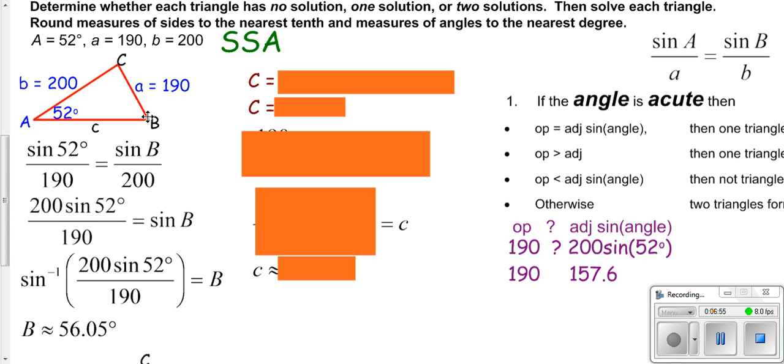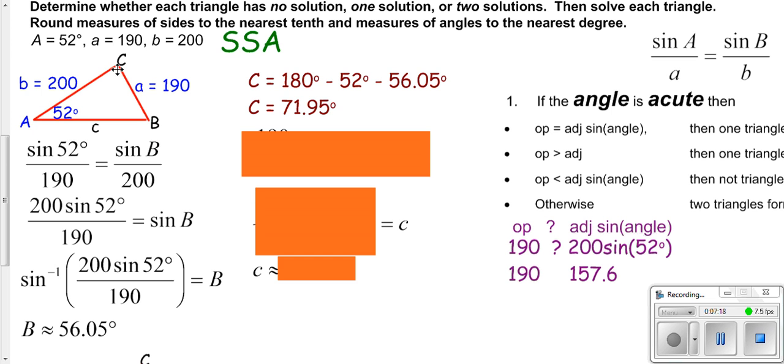That's what B is. Well, gee, if I know these two angles here, I could easily get angle C, because I know that all my angles in a triangle add up to 180. So I go 180 minus the two angles that I know, and I get angle C to be 71.95.